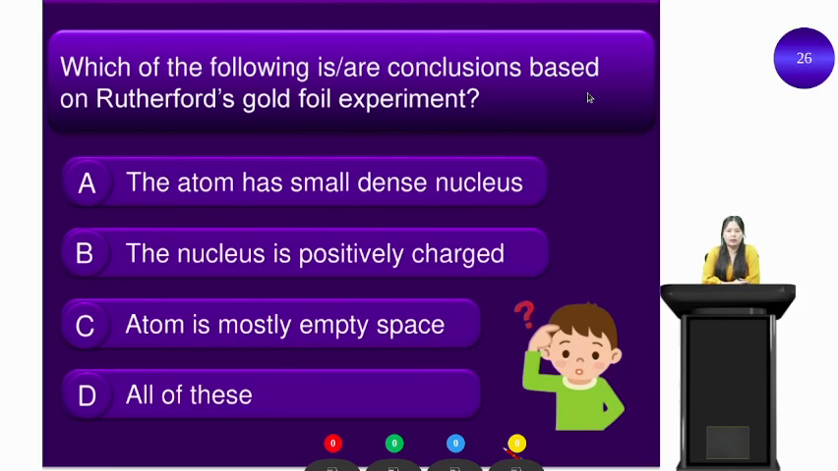Which of the following is or are conclusions based on Rutherford's gold foil experiment? Option A, the atom has a small dense nucleus. Option B, the nucleus is positively charged. Option C, the atom is mostly empty space. And option D, all of this.